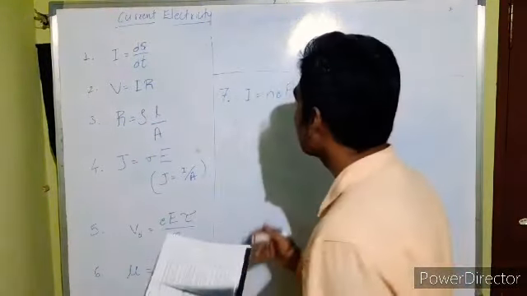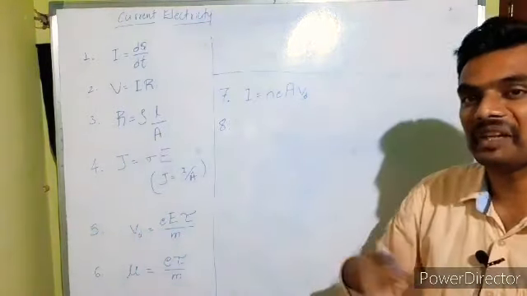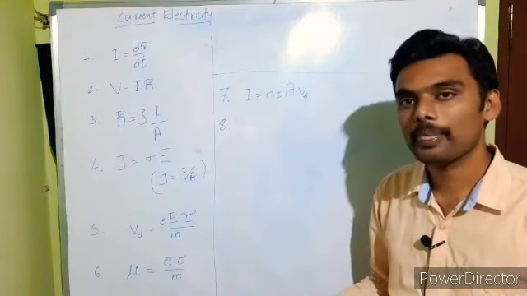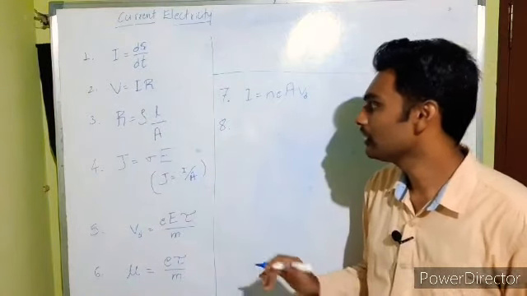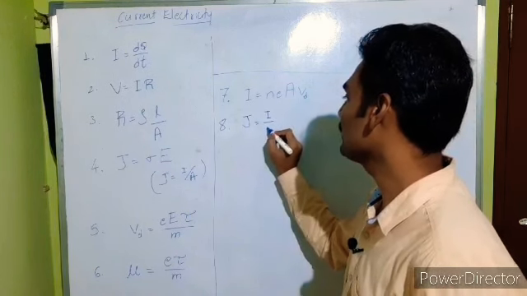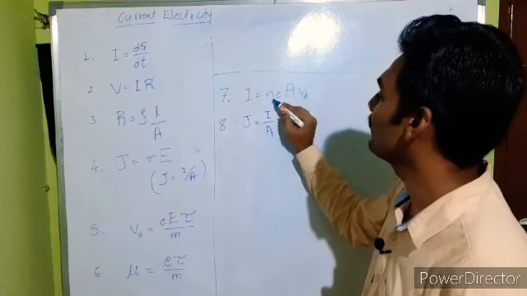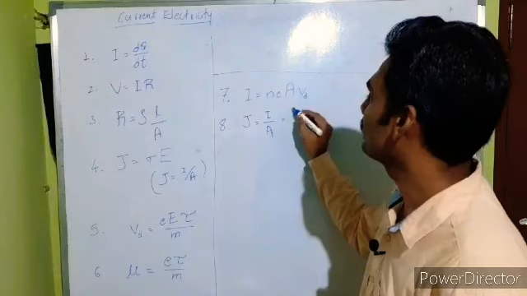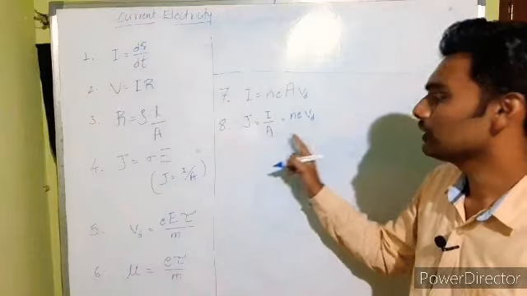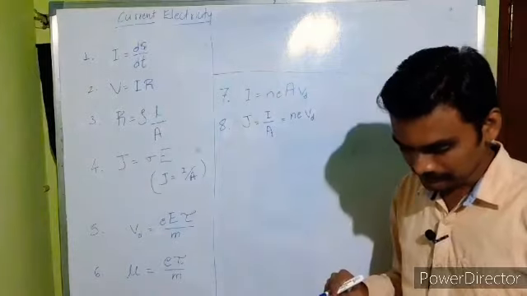Next, based on necessity you can get plenty of formulae for J, R and so on using this. But these are the basic formulae you should be familiar with. For current density, the basic formula for J is I by A. What is I here? I is n e A Vd. A and A cancel, and you are left with n e Vd. This is one more formula for current density J. Keep that in mind.